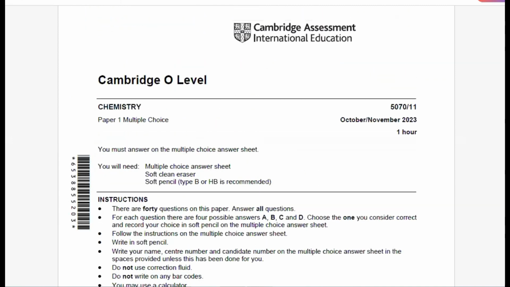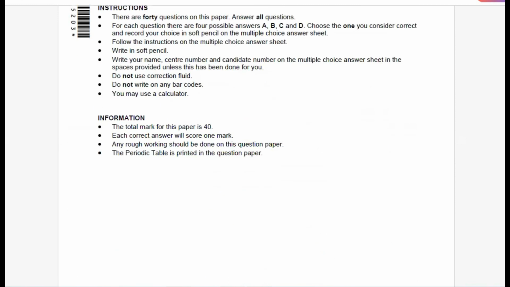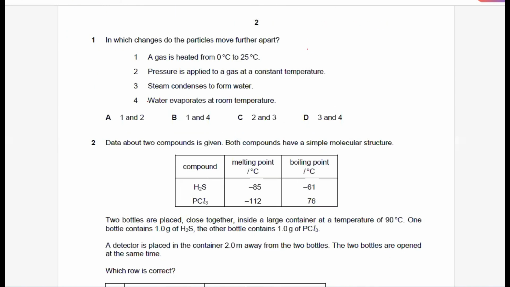Today we are going to do P1 of October-November 2023, P11, right? Let's see question number one. In which change do the particles move further apart? So we have to see, for example, it should be from solid to liquid, or it may be from liquid to gas, right? So we have to check all the options.